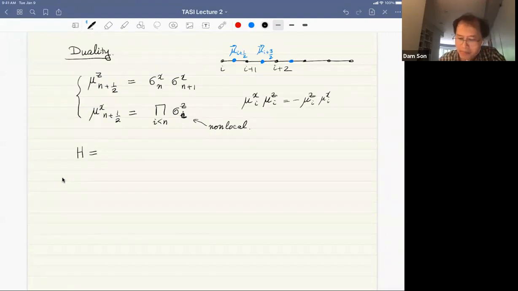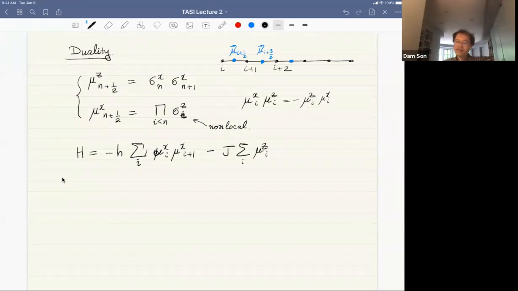And then one can write down the Hamiltonian. So now you see the minus h times sigma z term in the other representation can be written as a sum over i of mu x i plus 1, and minus j sum over i of mu z of i. So that the second term mapped to the first term in the previous Lagrangian is pretty obvious, but that the first term in terms of mu x i and mu x i plus 1 also mapped to the second term in the previous Lagrangian is almost trivial.